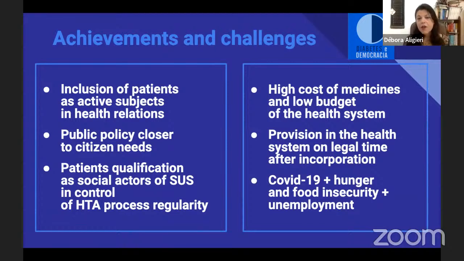The challenges are many, but I think the three most important are the high cost of medicines and the low budget of the health system; now our budget is frozen for 20 years. The provision in the health system within legal time after incorporation: the law says 120 days after the incorporation, the medicines must be in the system, but it doesn't occur this way. And also COVID-19, hunger and food insecurity. We have almost 85 million people in this condition, and almost 15 million people unemployed, but we have to fight.